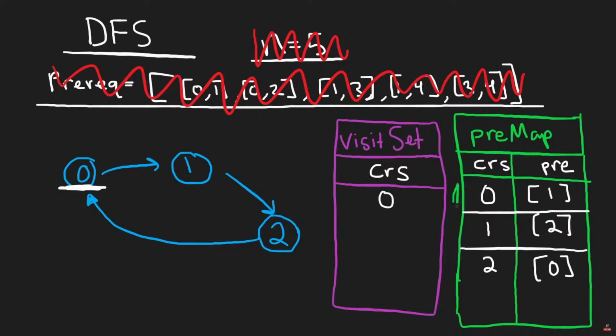We take a look at the prerequisites of 0. We see it has one prerequisite. So then we move to 1. So now we visit 1. So we're going to add 1 to our visit set. And we look at the prerequisites of 1.